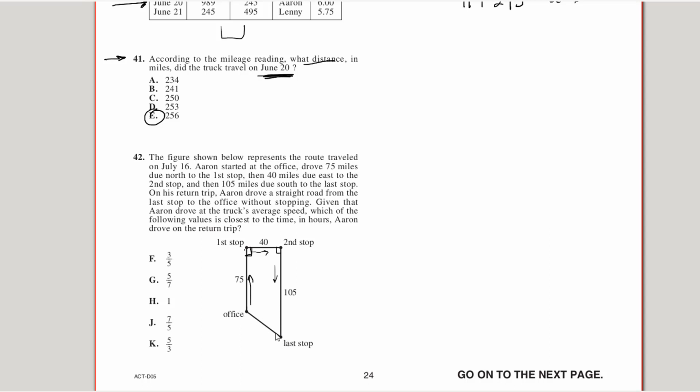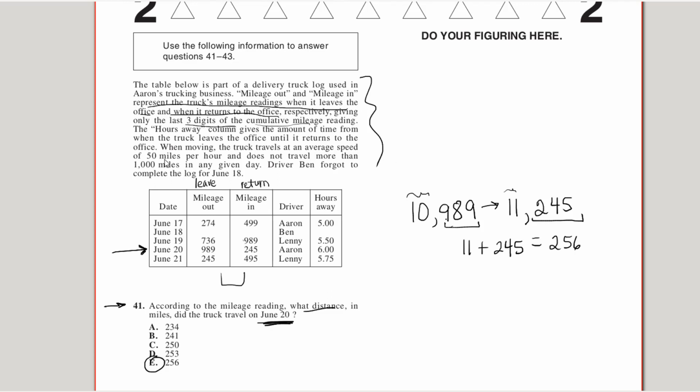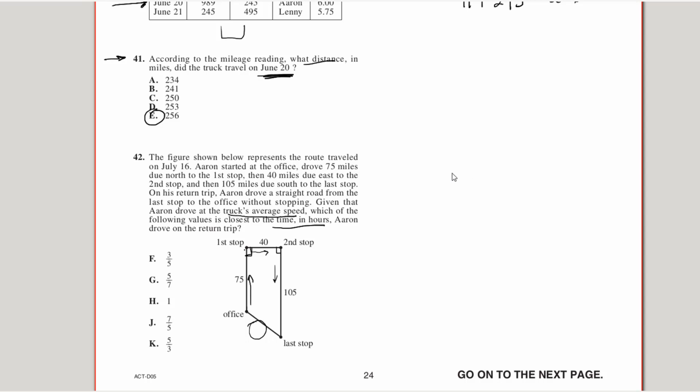Which of the following, given that Aaron drove at the truck's average speed, which we don't know, but I'm going to guess it's in the information above, which of the following values is closest to the time in hours he drove on the return trip? So we don't know how far the distance is from the last stop to the office, but let's look at this truck's average speed. Let's go up here in our paragraph, and we had read up to almost the last couple of sentences. When moving, the truck travels at an average speed, here we go, of 50 miles per hour.